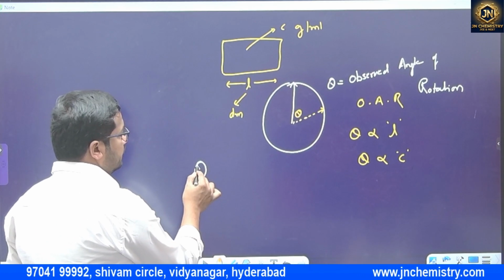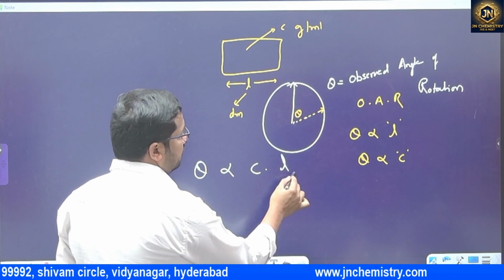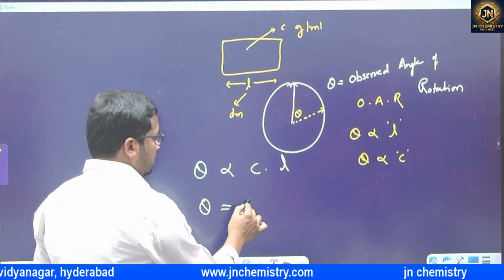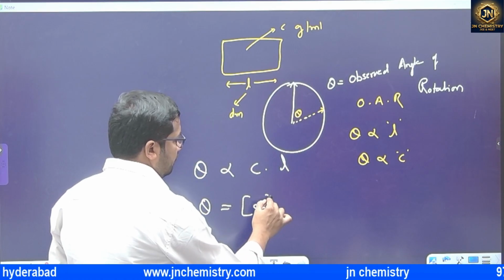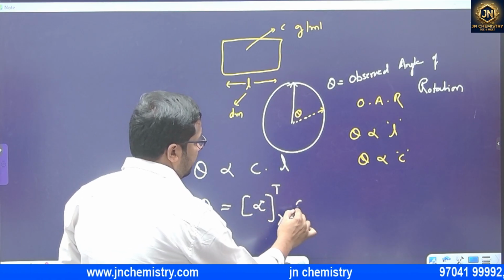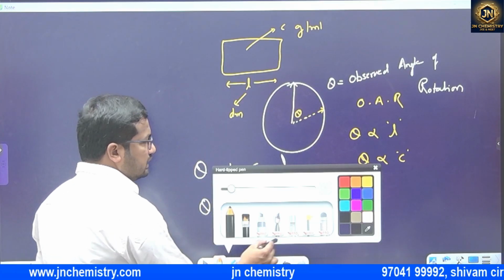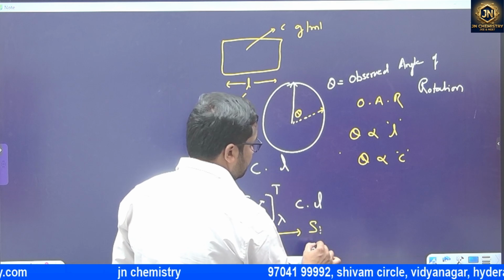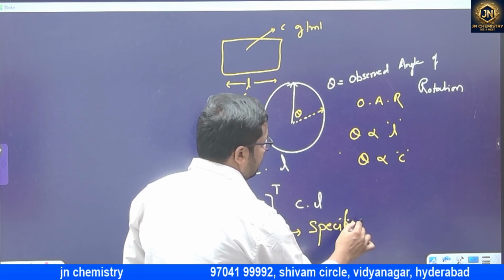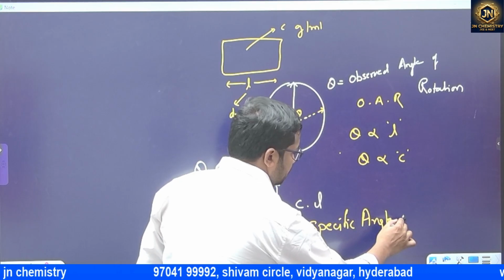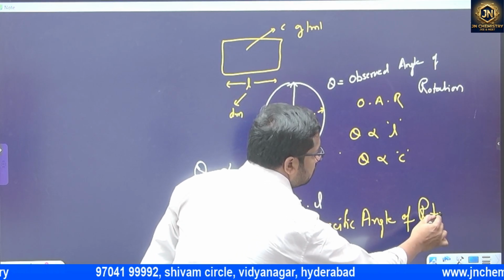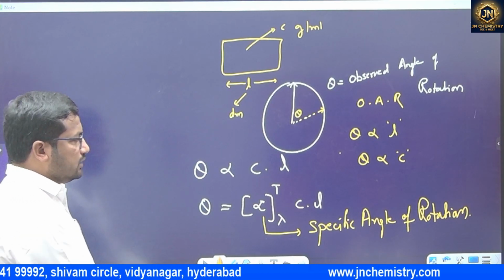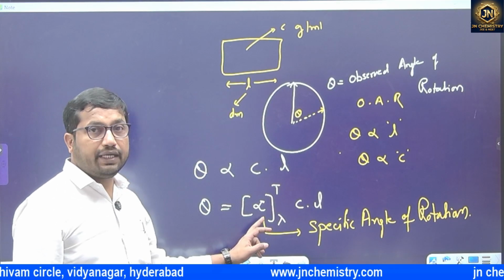So theta is directly proportional to C into L, right? Theta is equals to alpha T lambda into C into L. This we call the specific angle of rotation. Alpha means what? Specific angle of rotation. T means absolute temperature, lambda means monochromatic wavelength of light.